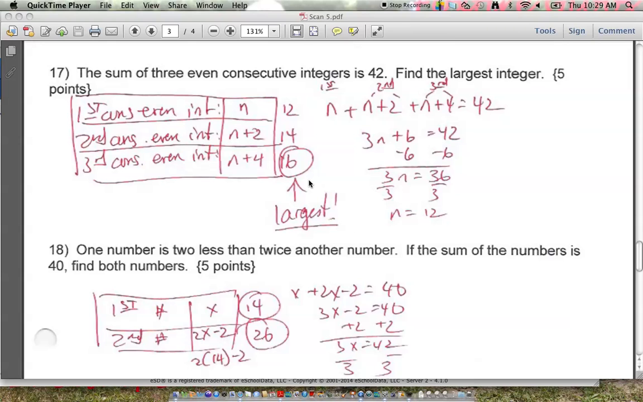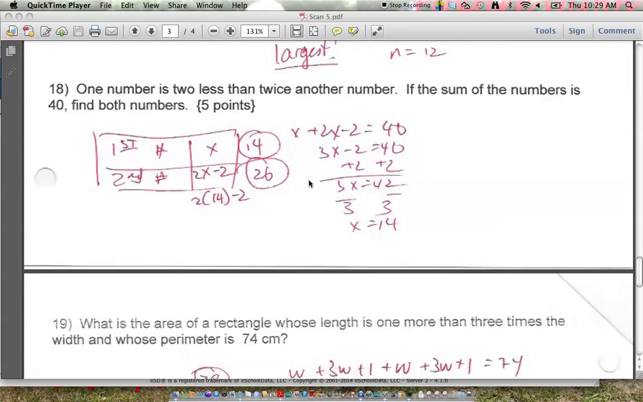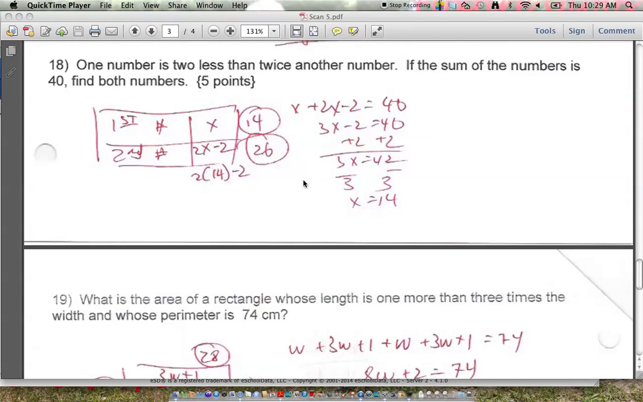All right, so now we go to number 17. Again, to set up the box properly is worth a point. There are 2 numbers in this problem because it says find both numbers. So there's a first number and a second number. This is like the quiz question we did so many times. The first number, always n or x, whatever you want it to be. The next number, it says here, is 2 less than twice the number. So that's 2x minus 2.